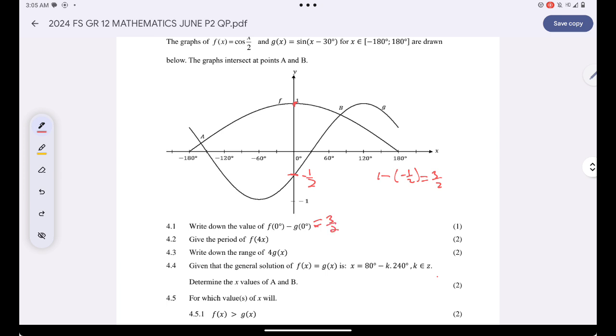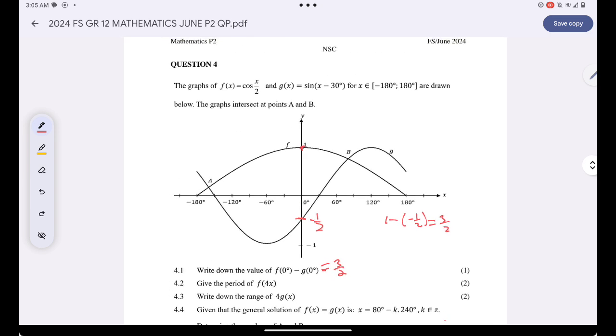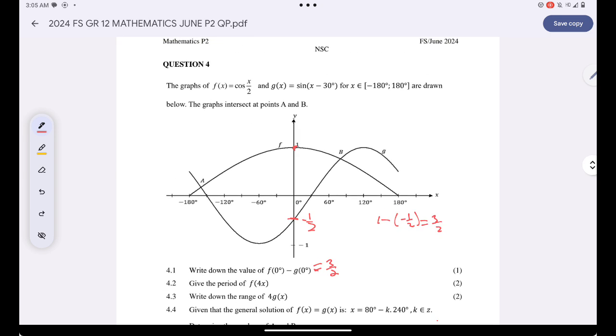Give the period of f of x. This simply means that whenever I see x, I must put 4x. But remember that, that means I'll have 4x all over 2, which is cos 2x, right? And then the period is 360 all over the coefficient of the angle. 360 over 2 will be 180 degrees.